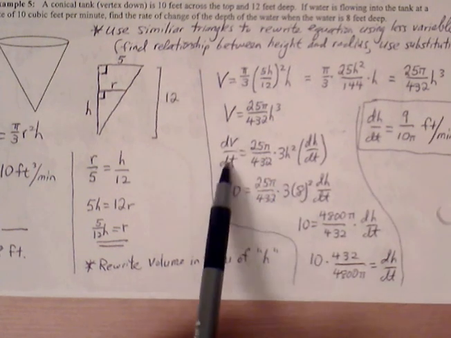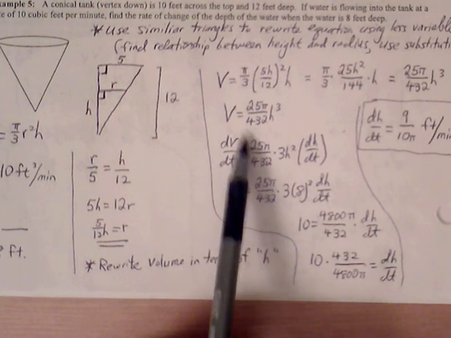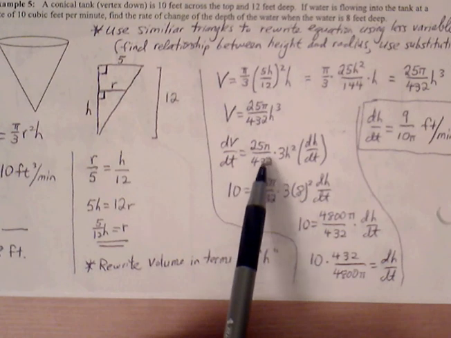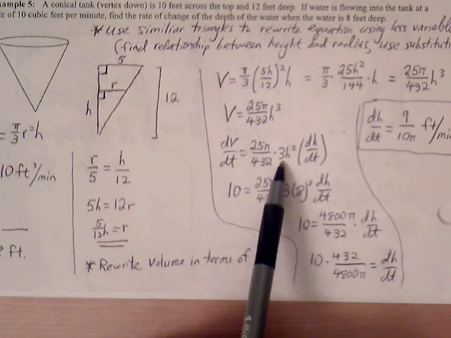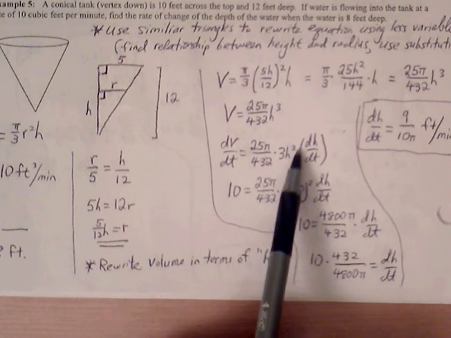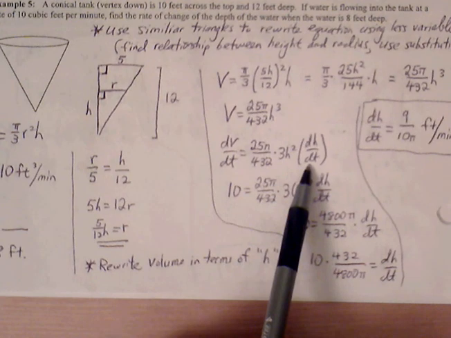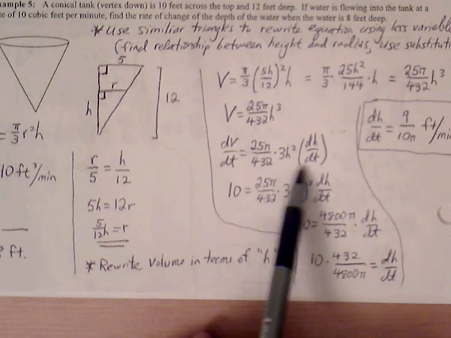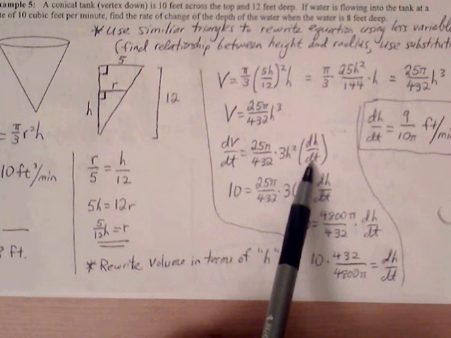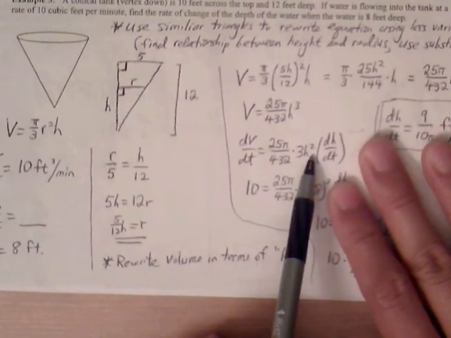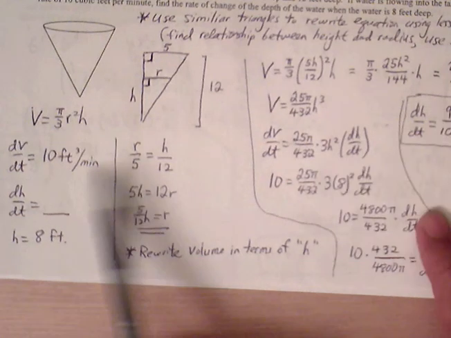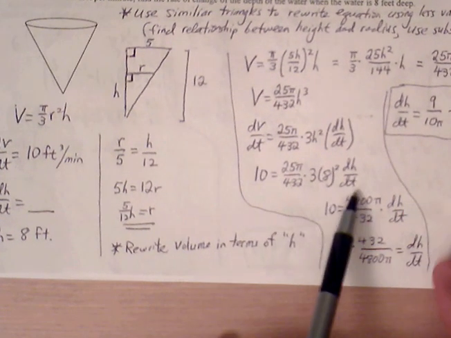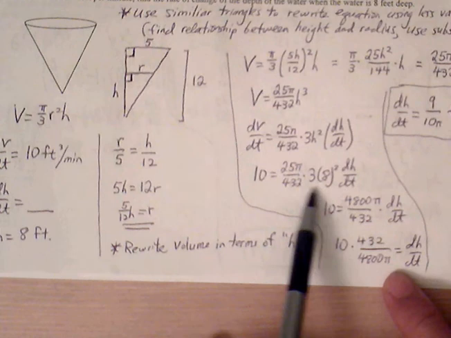V becomes dV/dt. 25 pi over 432 is just one big coefficient. We'll leave that outside. We just have to worry about this h cubed. So h cubed becomes 3h squared. We're involving h's derivative, so we say dh over dt. Now we should be able to solve for dh/dt because we have h, which is 8 feet, and we have dV/dt, which is positive 10. So we plug all that in and then see if we can clean this up a little bit.